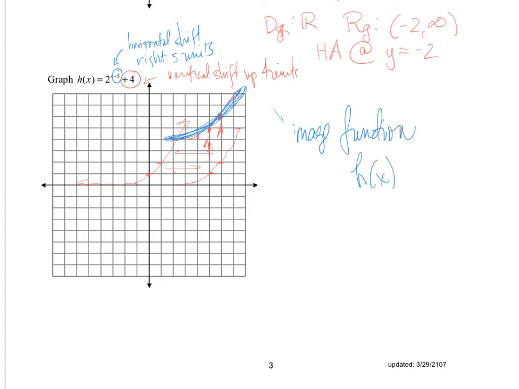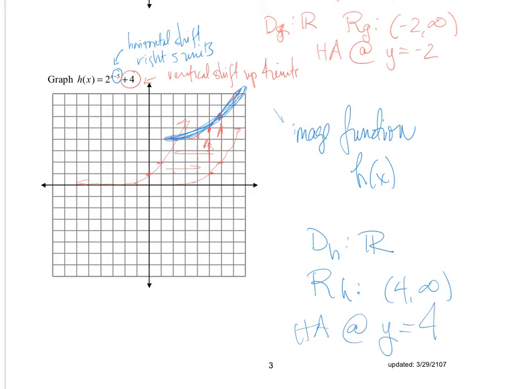So if I'm looking at my image function, I have my domain as all real numbers. I have my range. Well, what have we done? Moved it up 4. So now that's 4 to positive infinity, not including 4 because we have a horizontal asymptote at y equals 4.